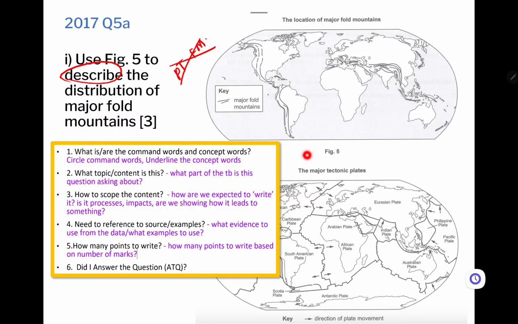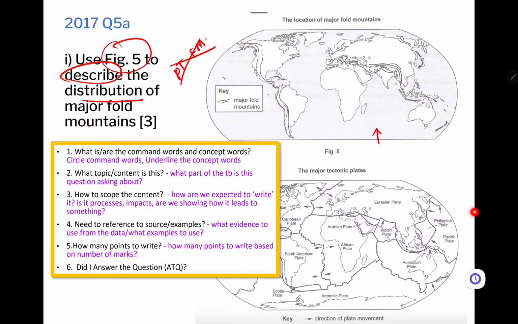Then what's the scope of the topic? They're looking out for the distribution, so there are patterns for you to look out for. Then what about evidence? Do you need evidence? Obviously. And this is the important part that I want to highlight to you. You can see here, right?